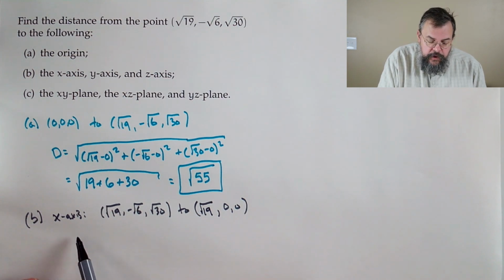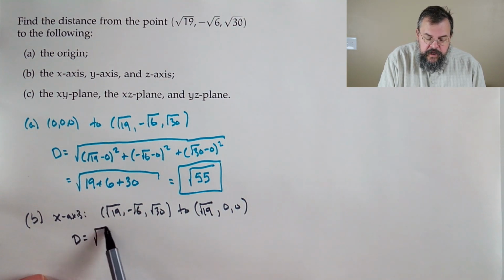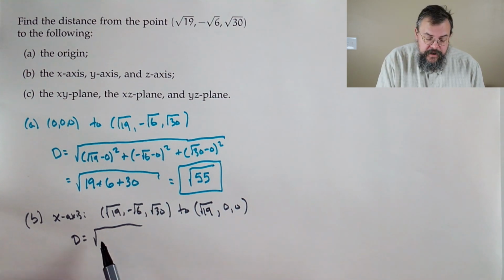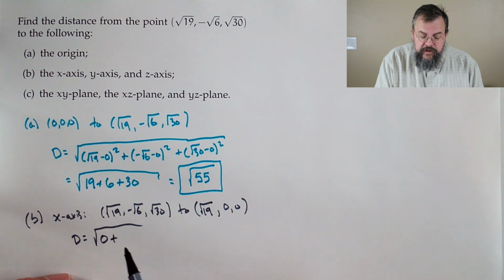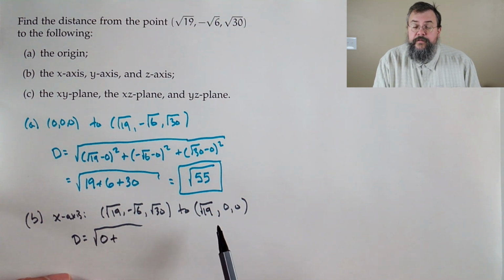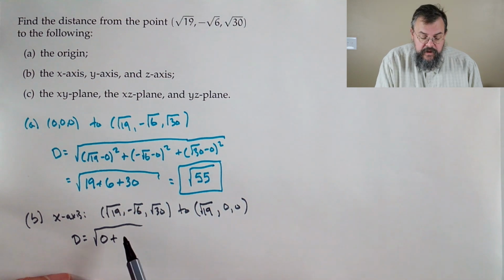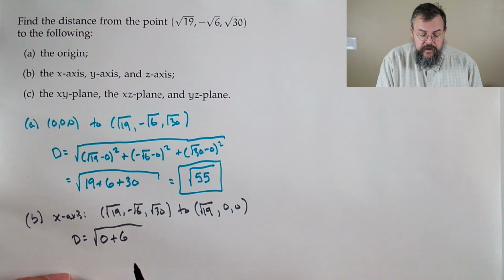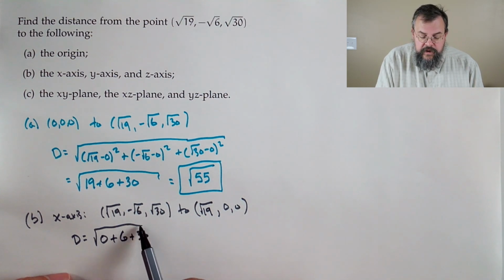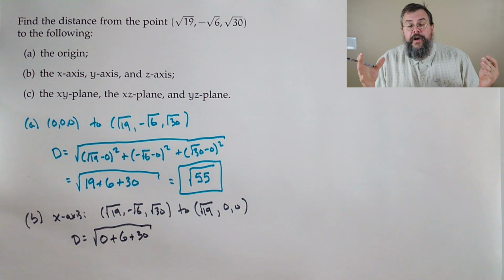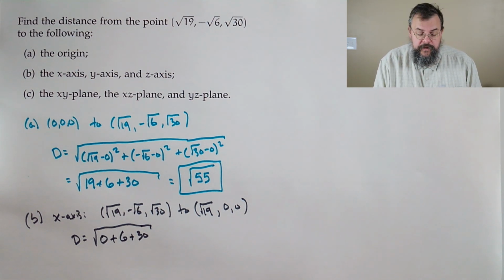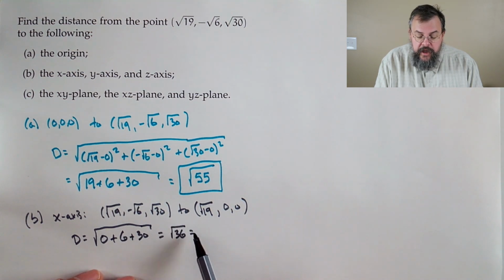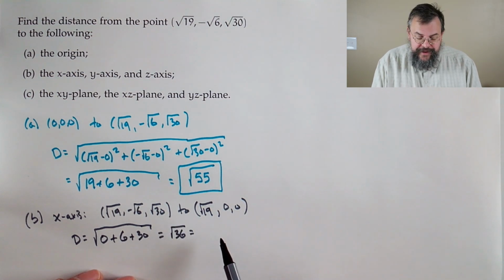So what happens? Well, when we take our distance, we'll get square root of 19 minus square root of 19 is 0. 0 squared. Okay, 0 plus minus root 6 minus 0 is minus root 6. Square that, be 6. Then square root of 30 minus 0 is square root of 30. Square that is 30. So we're sort of skipping here the intermediate steps of like squaring things. Hopefully you can see how that works. All right. So that's the square root of 36, which, hey, that's looking pretty nice. That's 6.